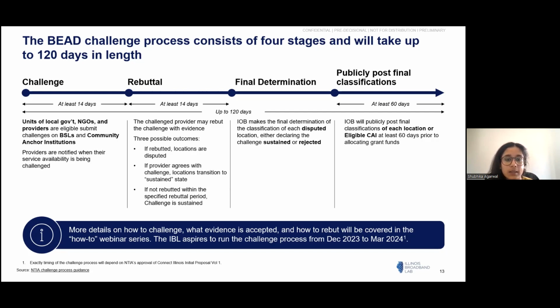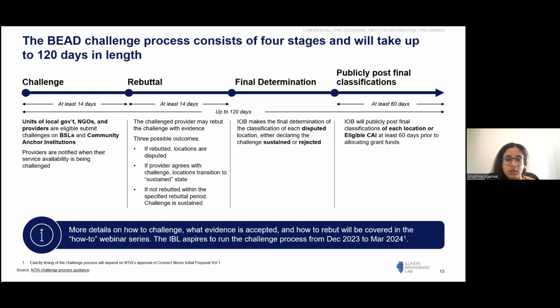The next phase is going to be the rebuttal, again, at least 14 days. And there's different requirements for what can be submitted for rebuttal. There's going to be more information on that. It's also currently mentioned in the initial proposal, volume 1. So if you'd like to take a look at it right now, that's available in the document on the Illinois Office of Broadband website. The next phase is going to be final determination.